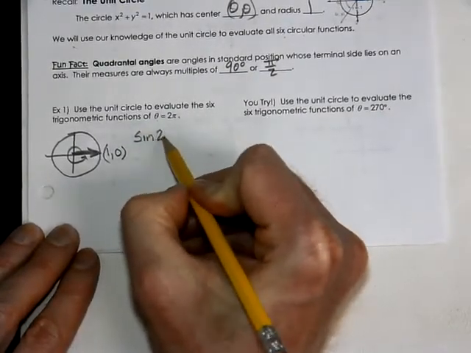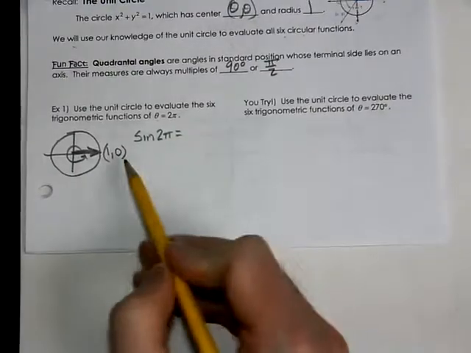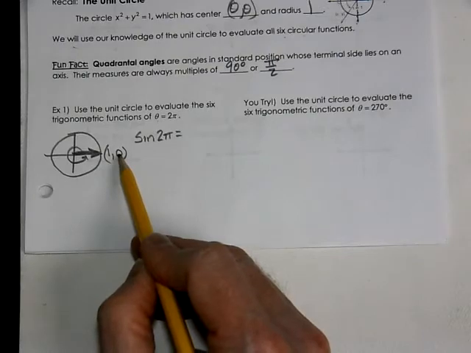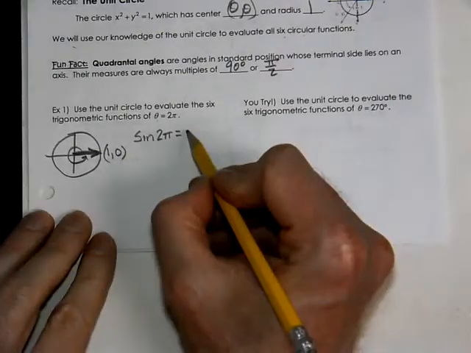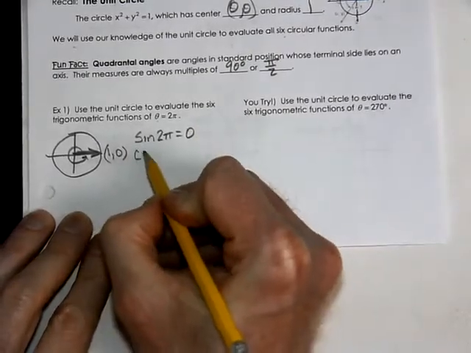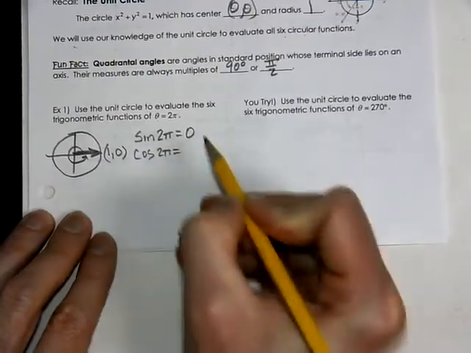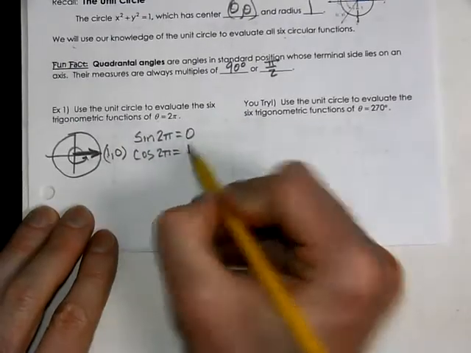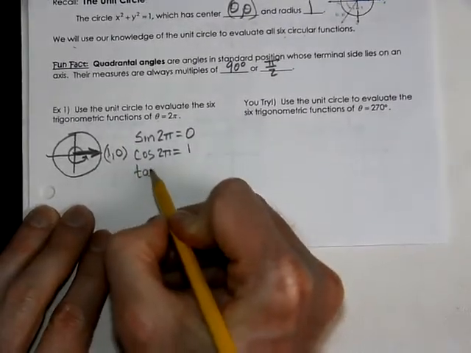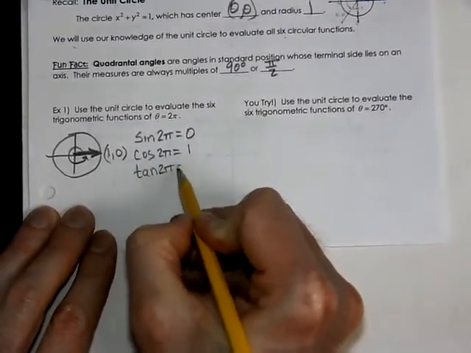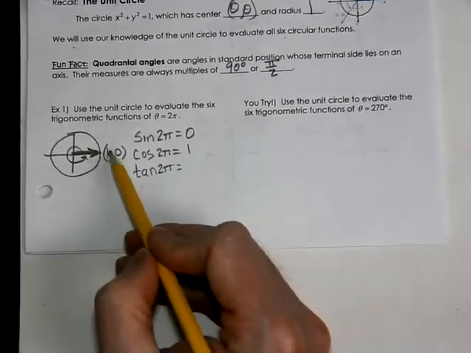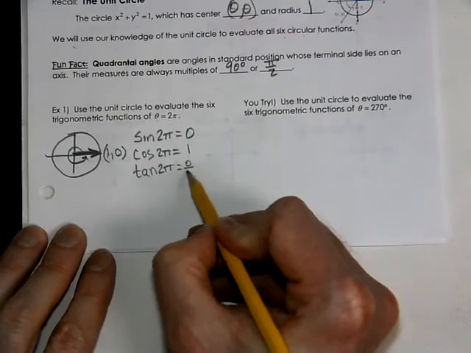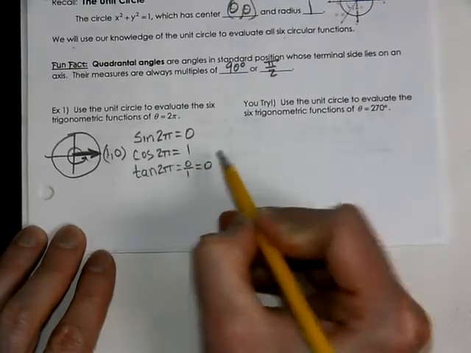The sine of 2 pi, remember your coordinates are always cosine, sine. So your sine is 0. The cosine of 2 pi is going to be your x value, which is 1. And the tangent of 2 pi would be your y value over your x value. In this case, it's 0 over 1, which is simply 0.